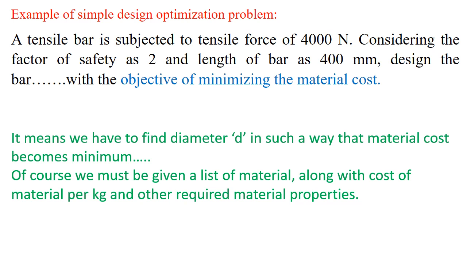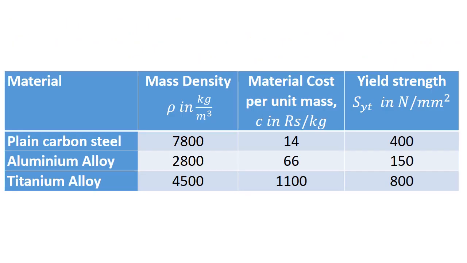It means we have to find the diameter d in this problem in such a way that the material cost becomes minimum. So of course, as I said, we must be given a list of materials along with the cost of material per kg and other required material properties to solve such a simple numerical. In this problem, the required parameters are density, material cost, and yield strength. This is given in tabular form, and we have to select a proper material out of these so that we will get the minimum cost.